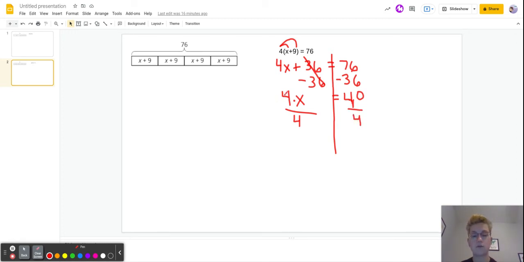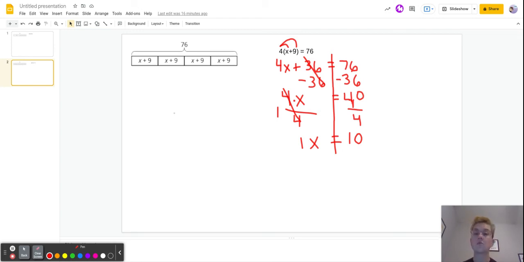And when we do that, 4 divided by 4 is 1. So some math teachers might say that will cancel. I'm going to say that simplifies. So we get 1x. And then 40 divided by 4 is 10. So now I know that 1x is equal to 10. And if we were to check that, we could sub this in and say 10 plus 9 is 19, for each of the 4 pieces. So if I took 19 and I added it to itself 4 times, I would end up with 76.